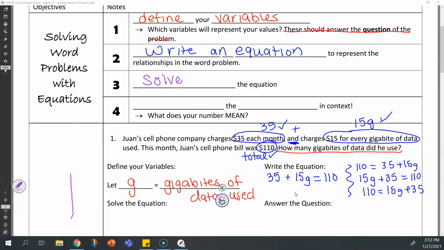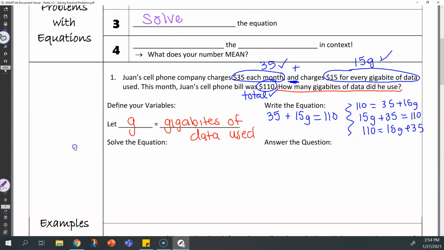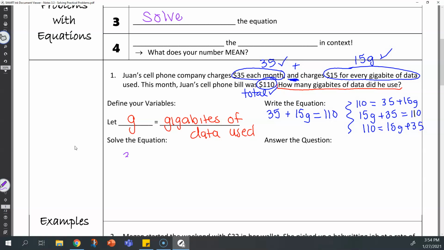Okay. So all I'm going to do is solve the equation that they gave me. So I've got 35 plus 15G equals 110. And I'm going to solve this the exact same way I've been solving equations all unit long. I'm going to try to get my variable term alone, 15G, which means I need to get rid of 35 by subtracting.